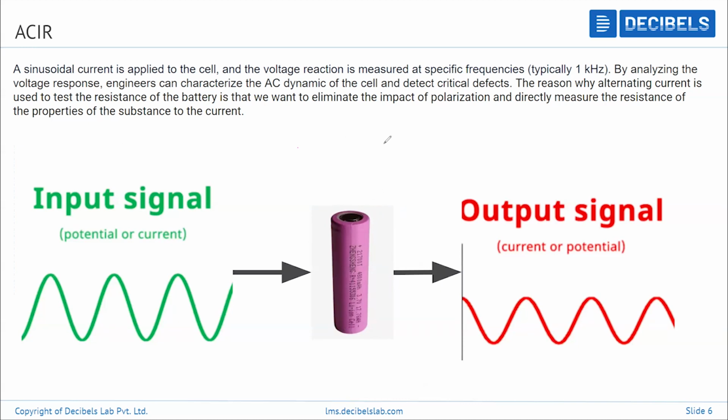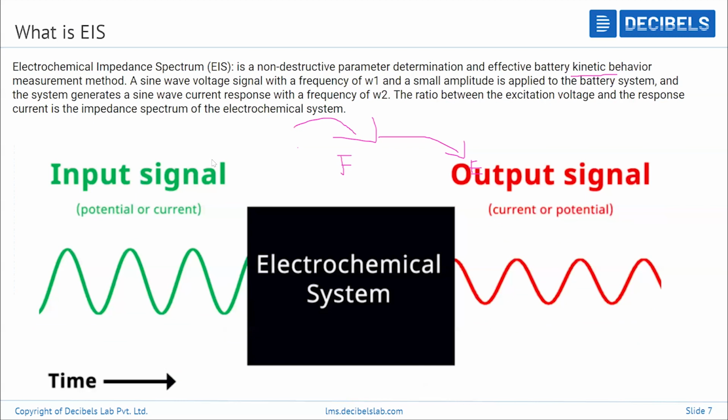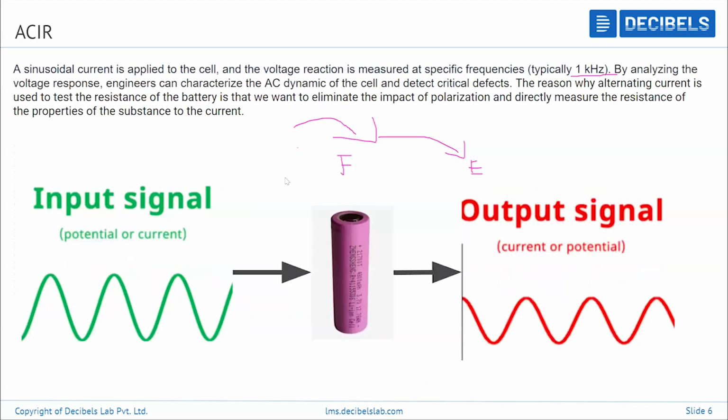This ACR testing is done at some particular frequency, let's take 1 kilohertz. And then there is EIS sweep, electro impedance spectroscopy, or spectrum.